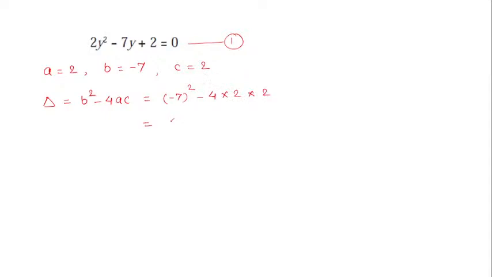So minus 7 square is 49, minus 4 into 2, that's 8, and 8 into 2, that's 16. So we have 49 minus 16, that's 33. So 49 minus 16, 33. So this is the value of the discriminant.